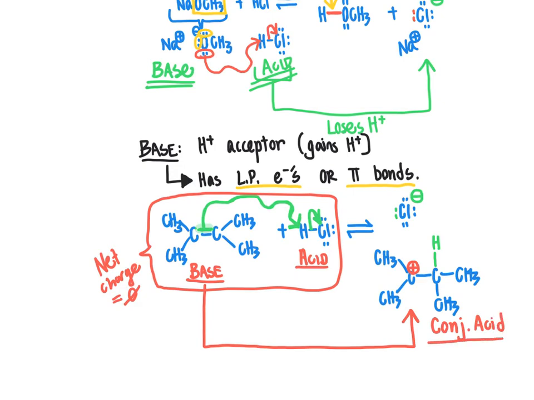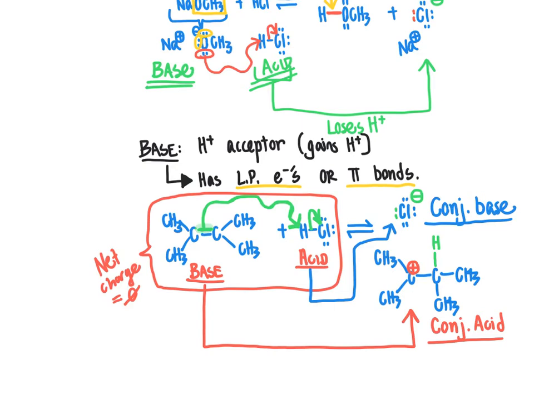On the other hand, our acid, which has lost a proton during the course of the reaction, is going to become classified as our conjugate base. So our conjugate base would be that Cl minus. So it's always going to be the case that once the acid loses a proton, it becomes the conjugate base. Once the base gains a proton, it becomes the conjugate acid.